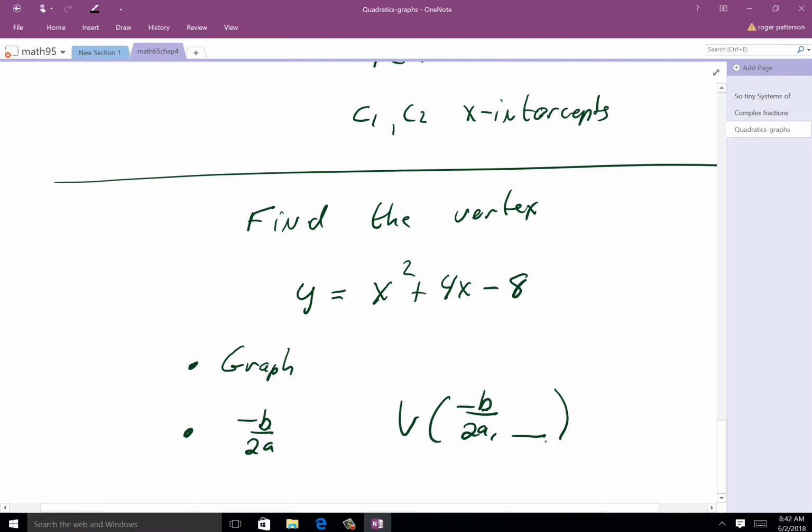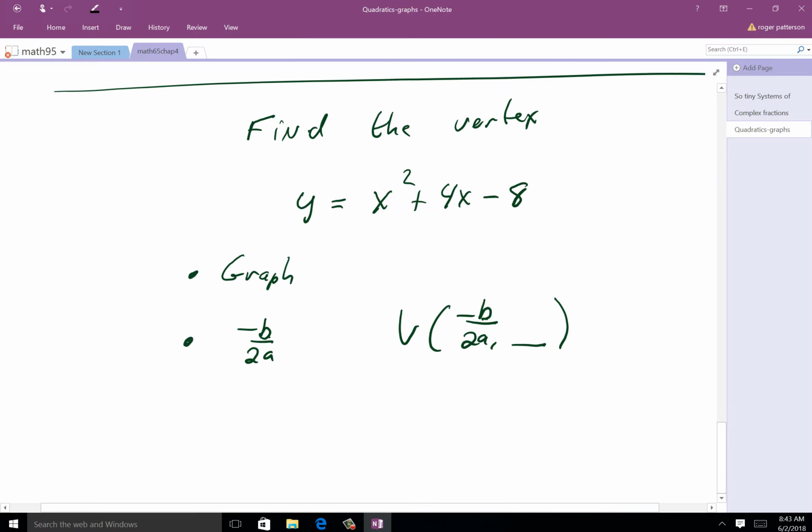Is negative b over 2a going to work when it's in vertex form? No. You don't need it. It tells you what it is in vertex form. Will negative b over 2a work when it's in factored form? No. So the only time this is going to work is when it's in this form. Okay, good. I'm glad we figured that out.